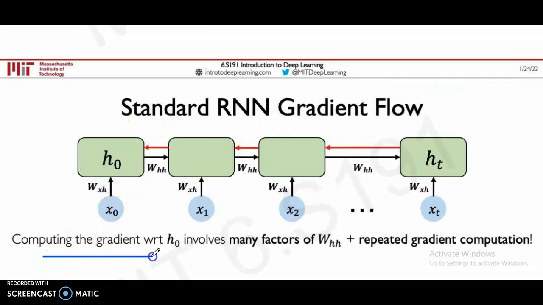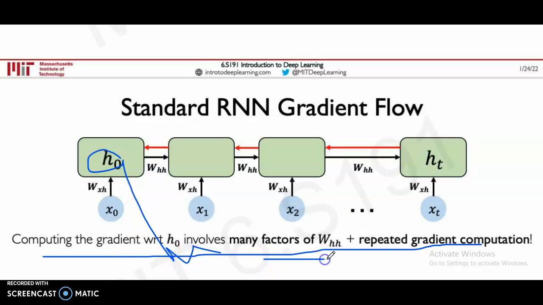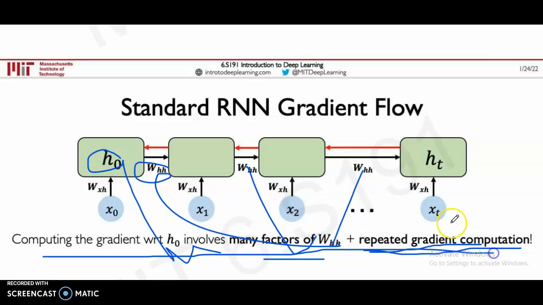Computing the gradient with respect to h0 involves many factors of W hh, plus repeated gradient computation. Computing the gradient with respect to h0 involves many W hh, this one and this one, plus repeated gradient computation. Which one is repeated? It comes due to iteration or looping. That one.